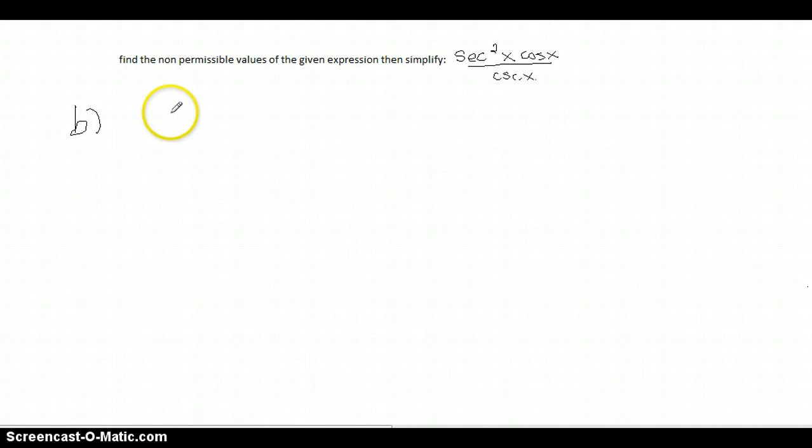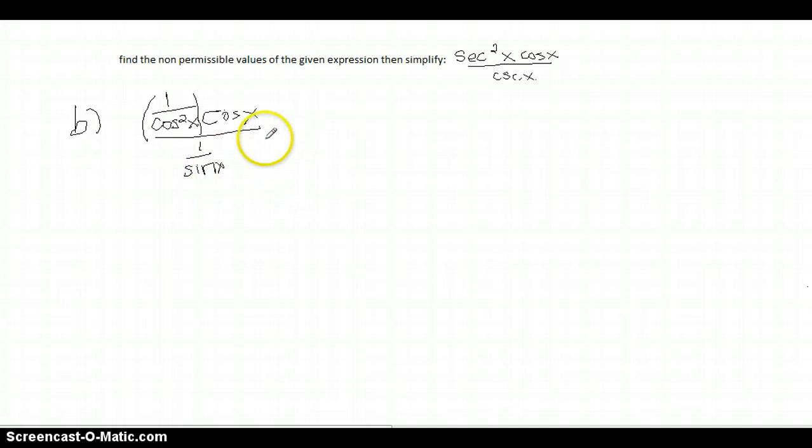So first off, let's go with secant squared of x. That one, if you remember, is the reciprocal of cosine, so we'll write 1 over cosine squared of x. Times that by cosine, which we'll leave as it is; that one's already in that form. Sorry, this should be multiplying here, so it looks kind of sloppy, but it'll be 1 over cosine squared x times cosine of x. And then let's change this cosecant of x, and that one, if you remember, is the reciprocal of sine of x. Okay, so from there let's simplify.